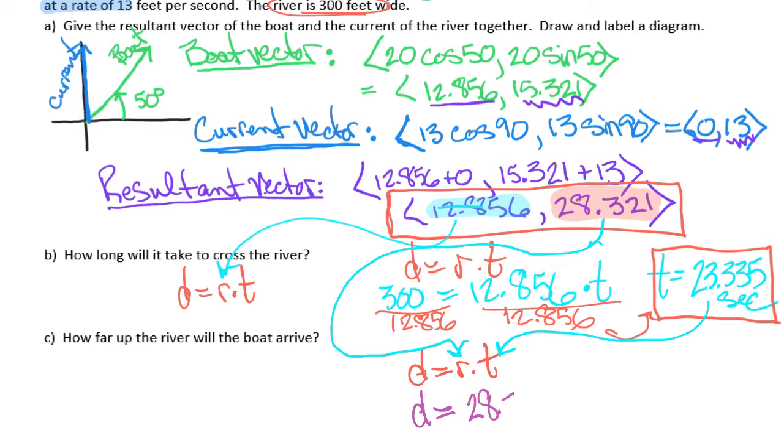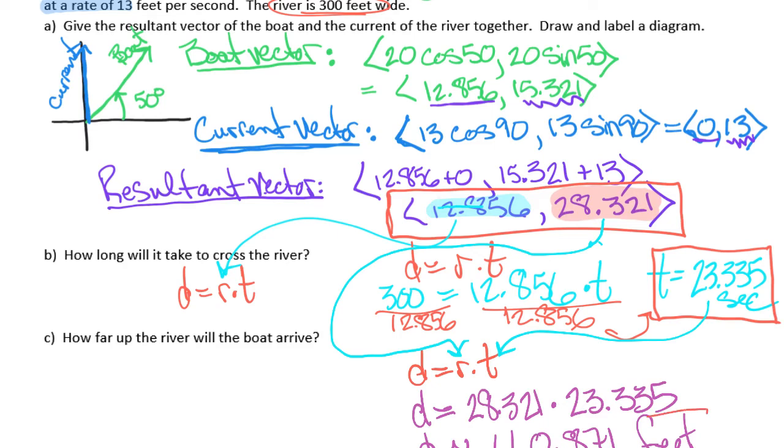So 28.321 times 23.335, and so we get approximately 660.871, and that is distance in feet. So after 23 seconds, we will be approximately 661 feet up the river.